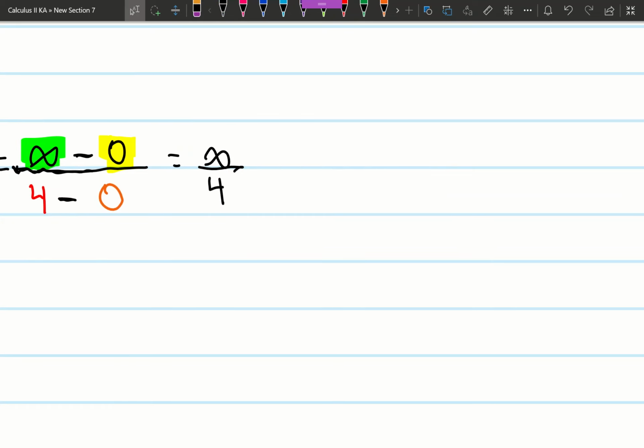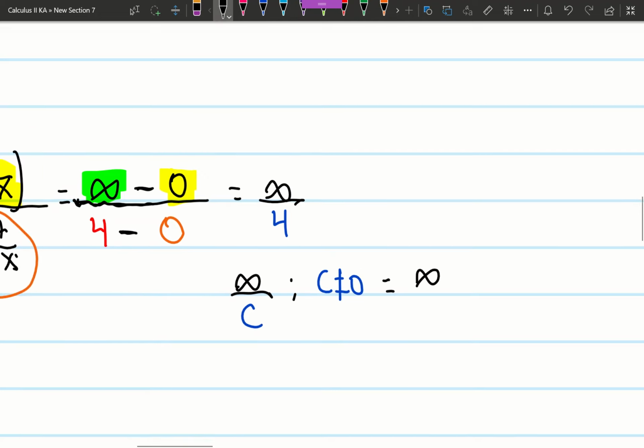Now, like I said, infinity over some number c, or 4. Infinity over some number c, such that c does not equal 0, is equal to infinity. I'm sorry, was it infinity or was it 0? Oh lord. Hold on, guys. Oh, it's infinity. So this is going to equal infinity here.